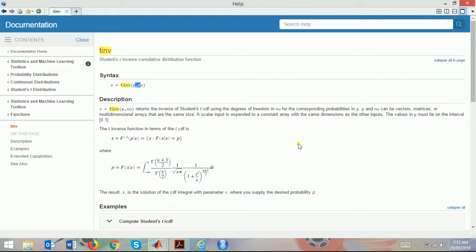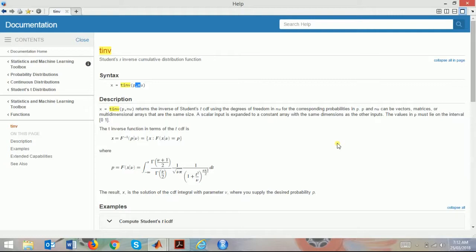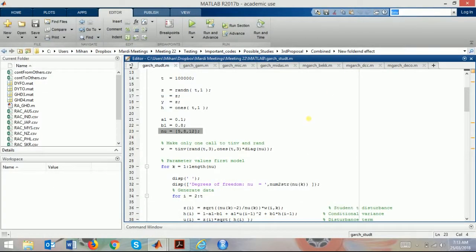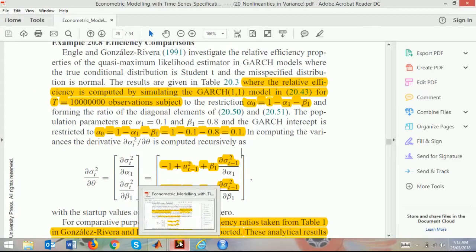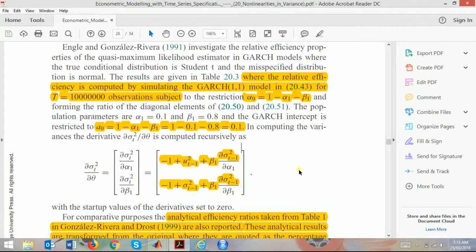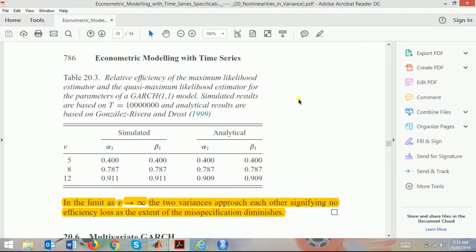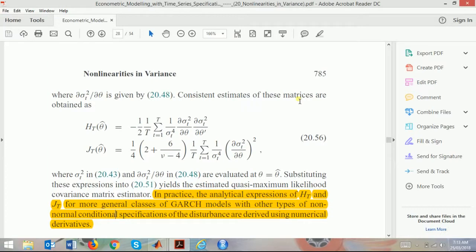Good, because it gives you an inverse of the T distribution function, taking a P and a nu value, and values of P should lie within 0 and 1. And why are we taking the distribution, and we are trying to inverse T? Because that is what is expected of us. Let's have a look.